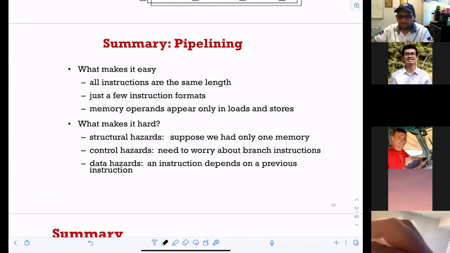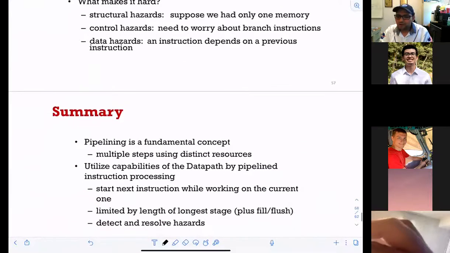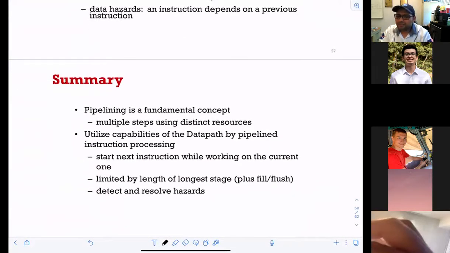What makes it easy? All instructions are the same length, with just a few instruction formats. Memory operands appear only in loads and stores. What makes it very hard in pipelining? Structure hazard, control hazard, and data hazard, right? Also, pipelining is a fundamental concept. We already use it in the washer and dryer. You know what I mean? We can use it in any way that we would like to use.